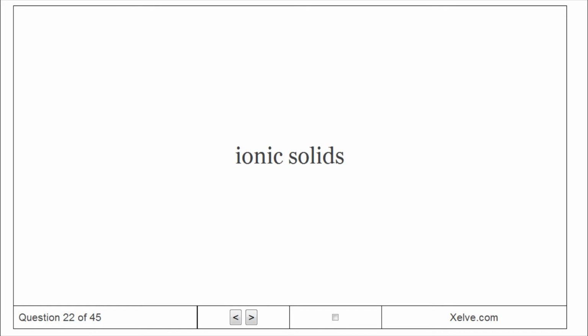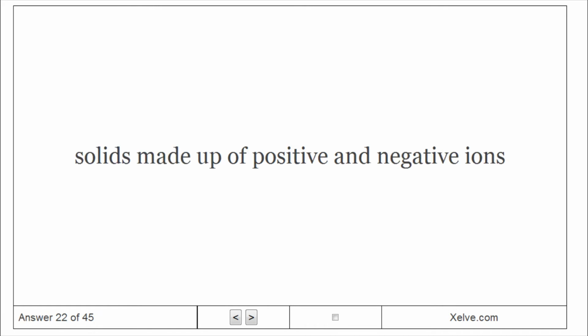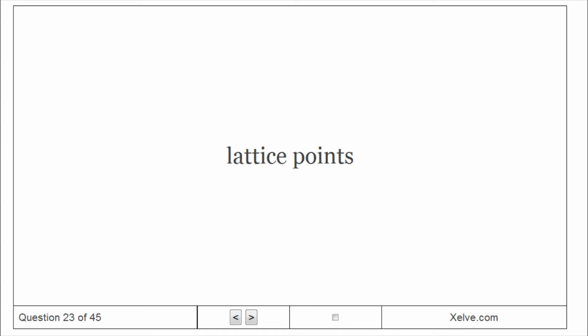Ionic solids. Solids made up of positive and negative ions. Lattice points. The corners of a unit cell in a crystal lattice.